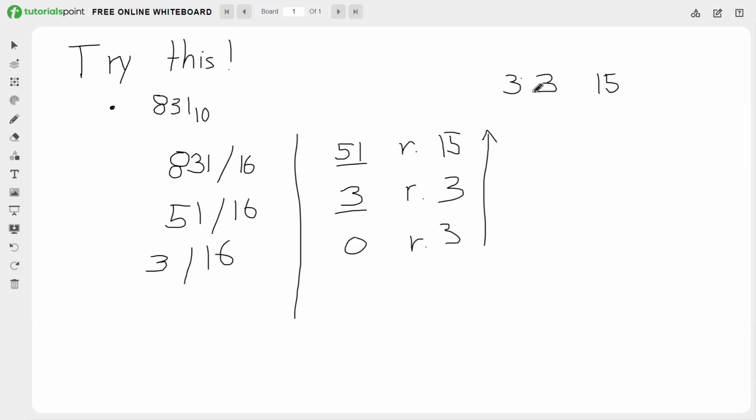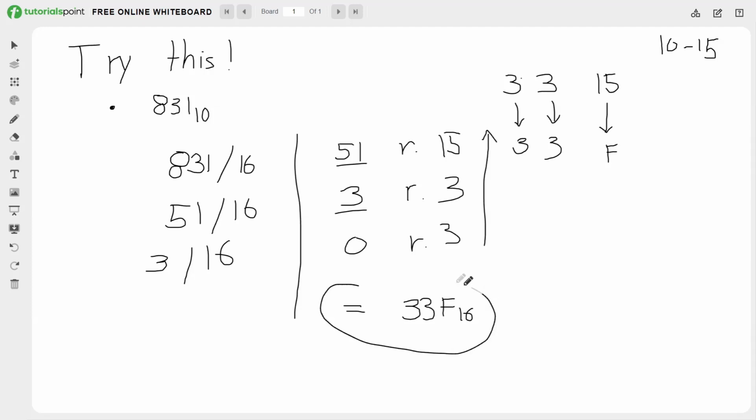As you can see, we have the number 15, which is equivalent to F, and numbers 3 and 3 remain the same. So the answer is 33F. The decimal number 831 is equivalent to hexadecimal number 33F. So if you got this correct, clap for yourself.